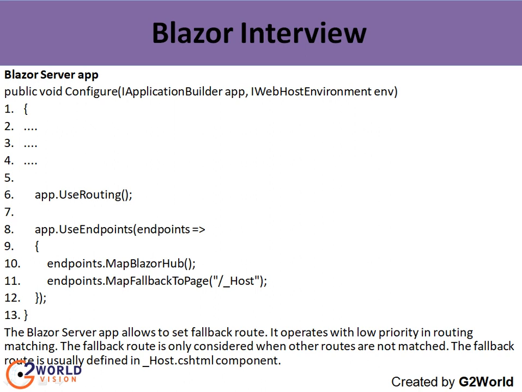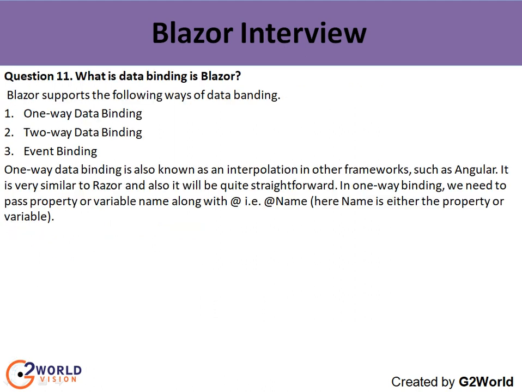Public void Configure. The Blazor Server app allows setting a fallback route. It operates with low priority in route matching. The fallback route is only considered when other routes are not matched. The fallback route is usually defined as the _Host.cshtml component.